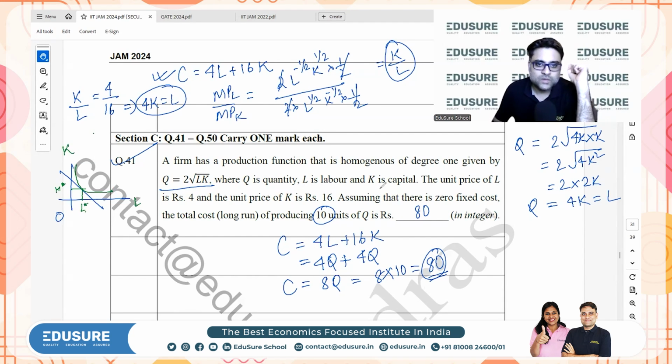Then what I do is I get the K and L relationship by equating these two. Put that in the production function. You'll get Q as a function of K and Q as a function of L. Put the value of Q in the cost function. So you'll get your cost function.